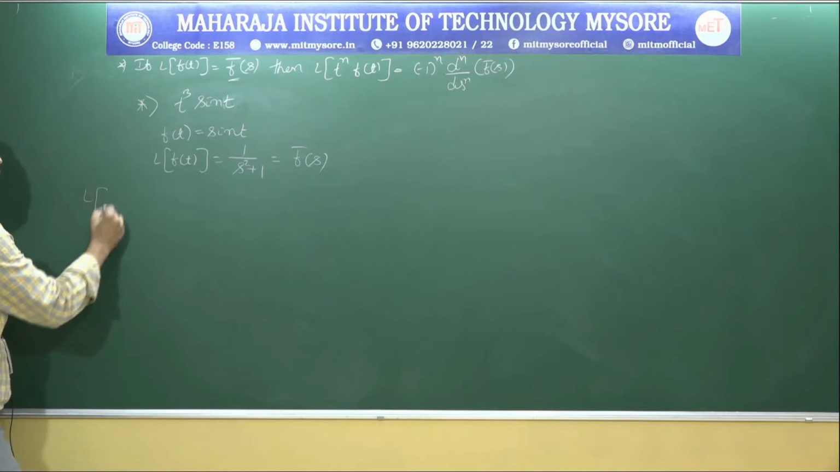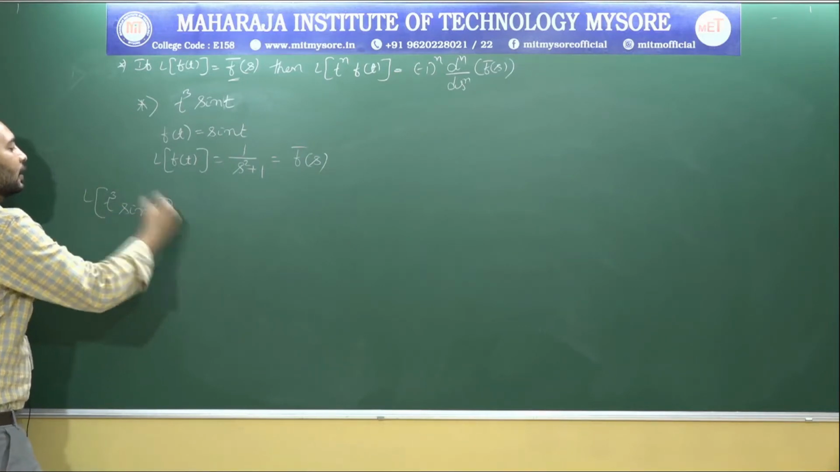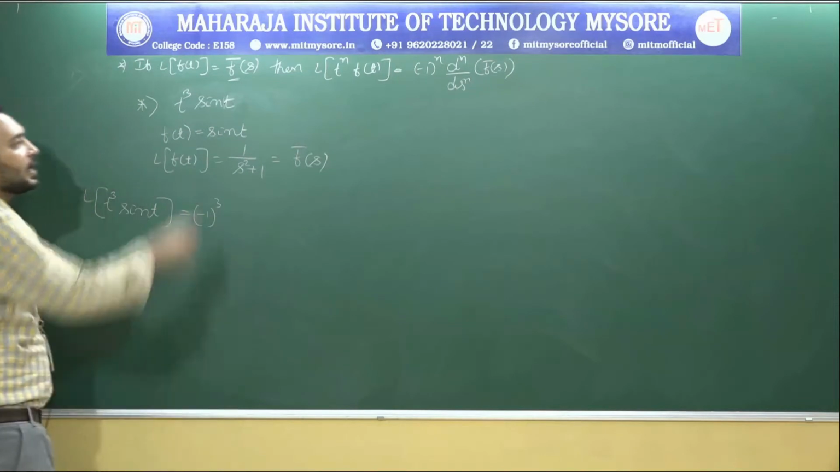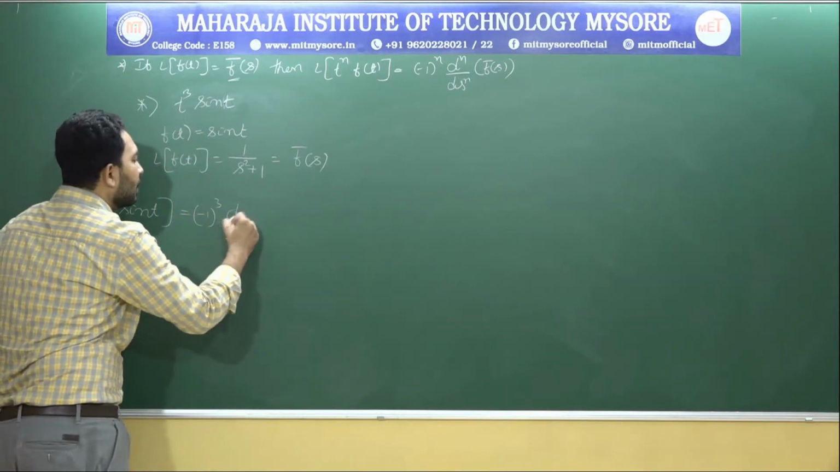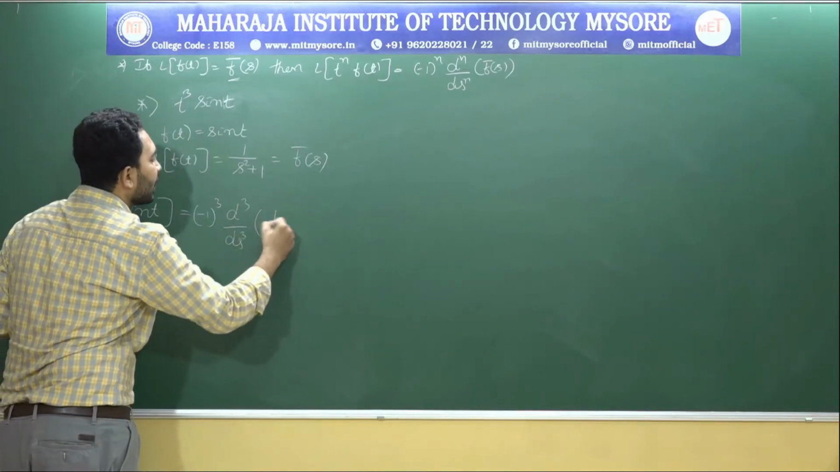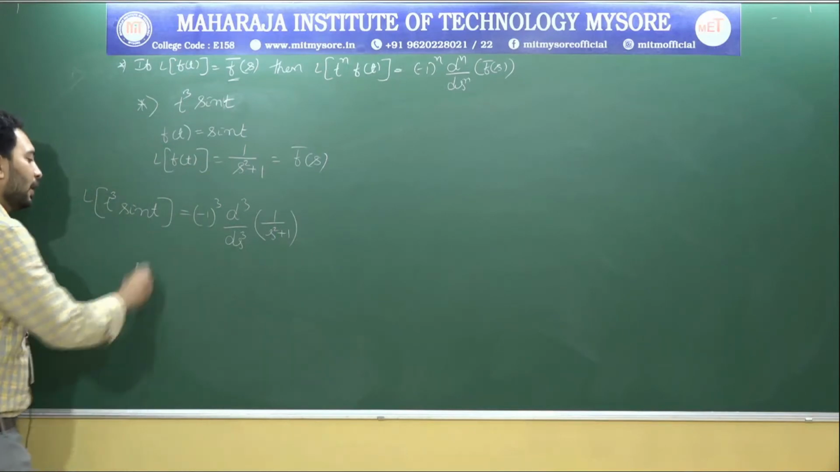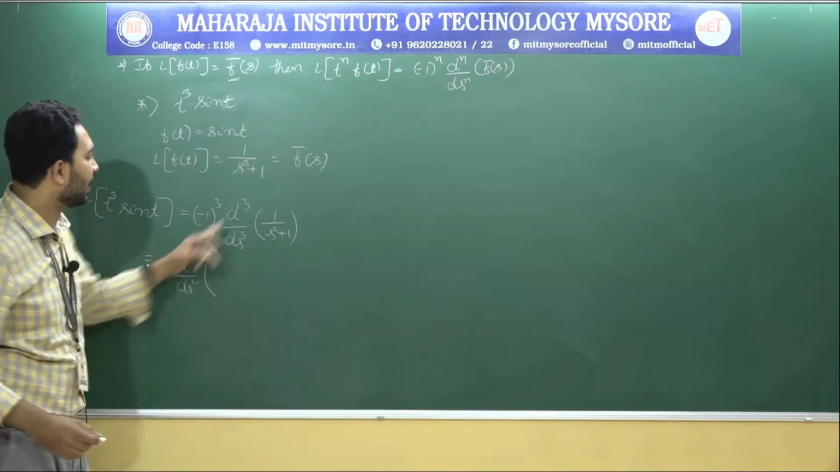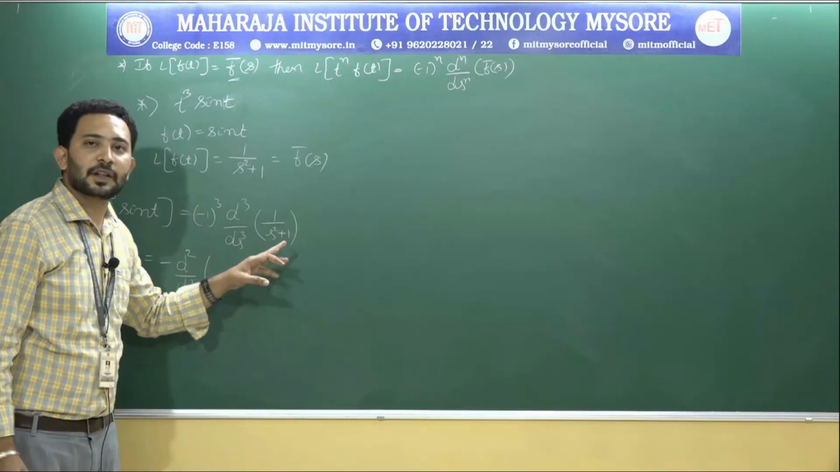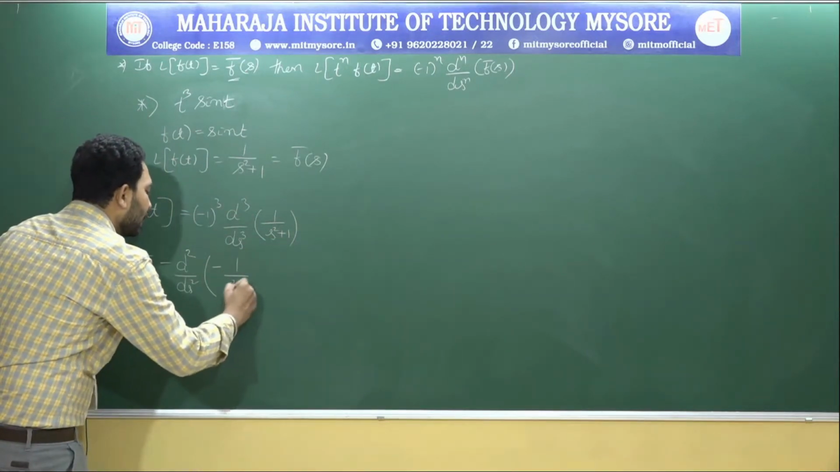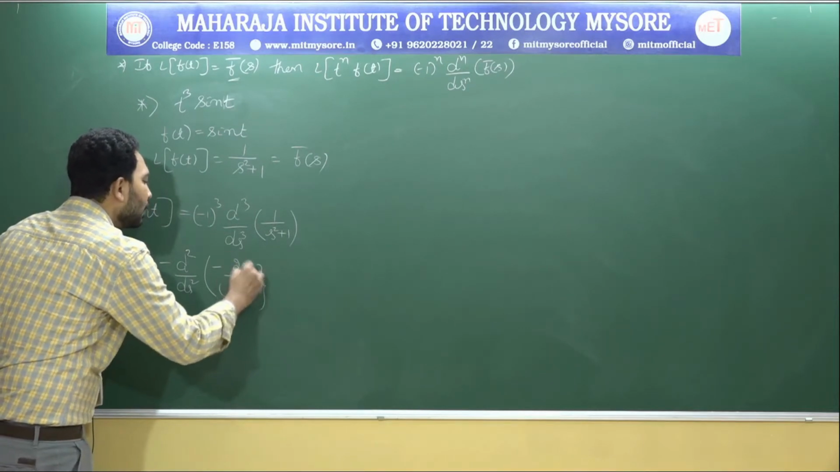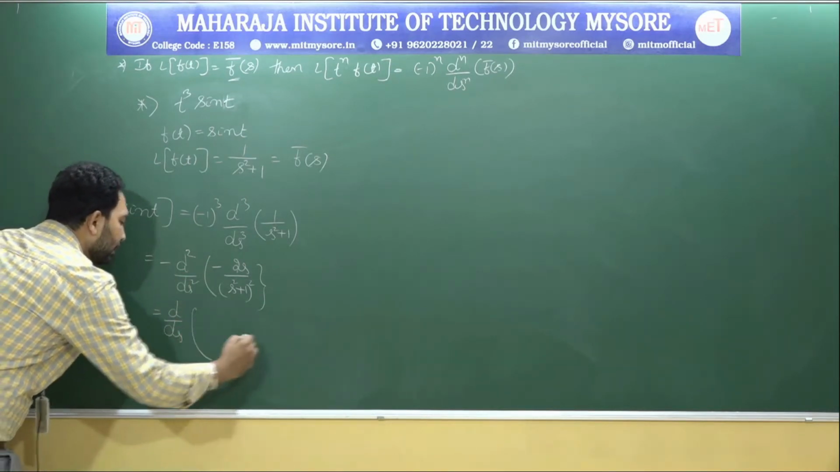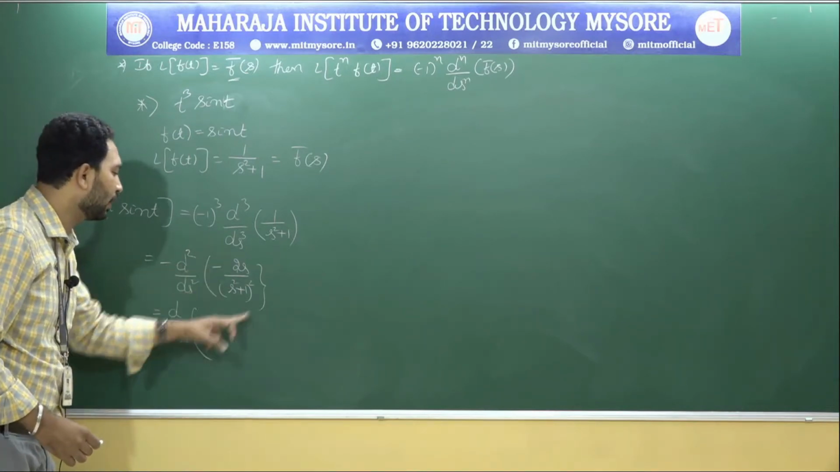Then Laplace of t cube into sin t is minus 1 power 3, replacing n by 3, d cube by ds cube into f bar s, which is 1 over s square plus 1. Minus 1 whole cube is minus d square by ds square into, I will apply one d by ds here. Differentiation of 1 over s square plus 1 is minus 1 over (s square plus 1) whole square into 2s. So minus into minus plus, d by ds into, now I am going to apply one more time.